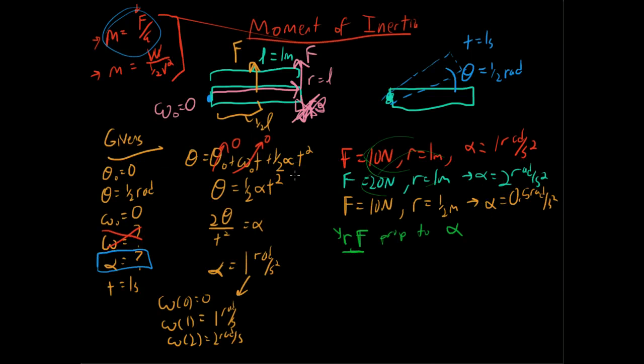So it seems like what's happening is that there's a proportionality of 1/10. So I could do r F equals 10 times alpha. So what I'm doing is, to solve for alpha, I need to divide by 10. The question is, why 10? What is going on that makes this 10? So that's what we're going to try to figure out next.